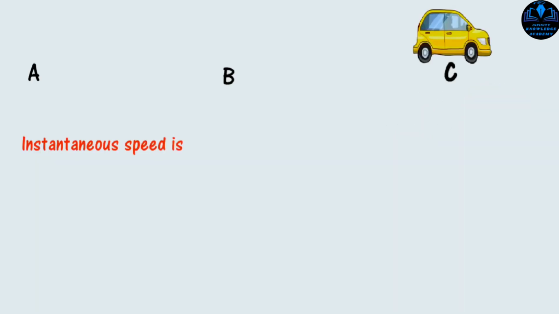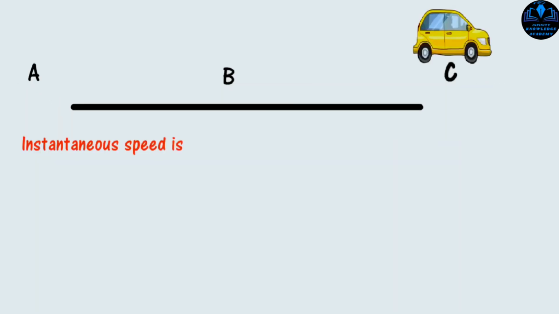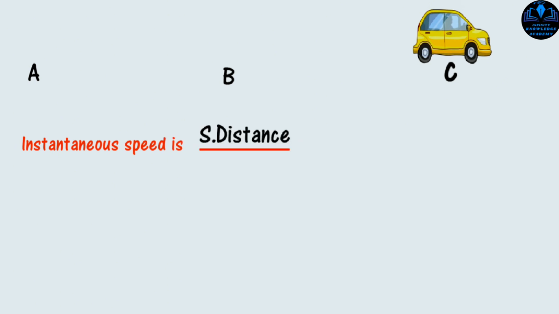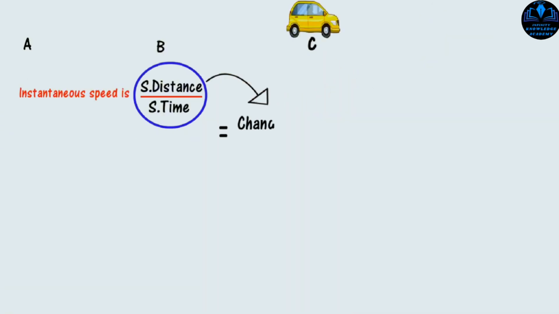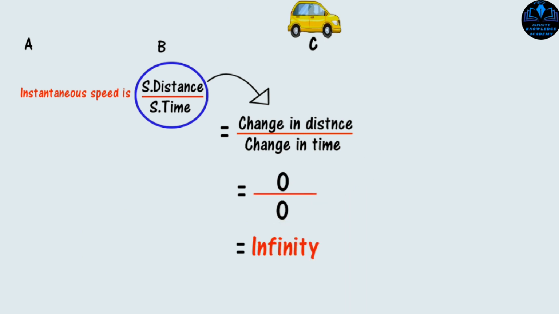Now instantaneous speed is defined as a shorter distance divided by a shorter time. Or we can also say instantaneous speed is defined as a very small change in distance divided by a very small change in time. To take a very small change in distance and a very small change in time, we approach 0. So I say 0 divided by 0. Now it goes to infinity.